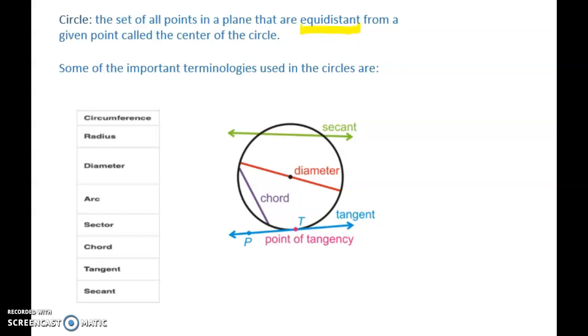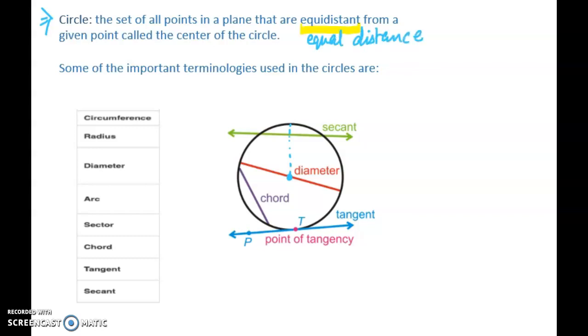So we have a very good image right here of the circle. We have a center right here that is in blue. From this center, if I draw any line that is touching the circle, that is equidistant. So this is the definition of a circle. Equidistance means equal distance.